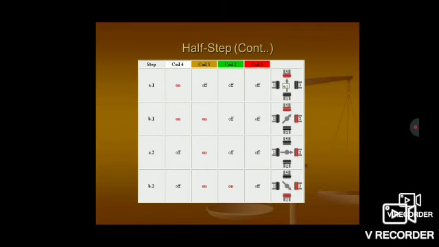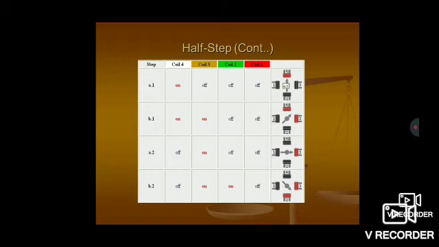It is excitation given for the half step mode. For A1, coil 4 only is on. The remaining coils are in the off position, so it is marked as a red line. But for B1, we have to give dual phase mode. Therefore, coil 4 and coil 3 are on.